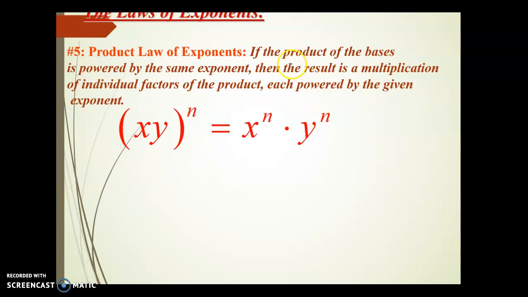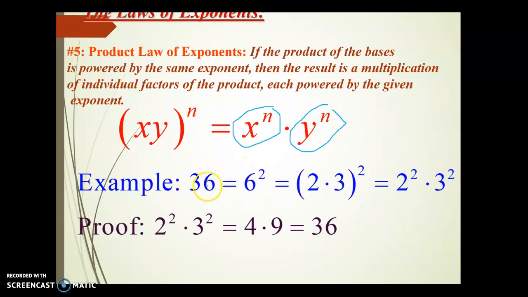So basically the statement says if there's a product xy raised to the same power, you can separate the two. Okay? So what does it mean in example? 36, di ba? Ang 36 pwede siya i-express as 6 squared, right? But also 6 can be expressed as 2 times 3. Remember? And then you can express this group here as 2 squared times 3 squared.